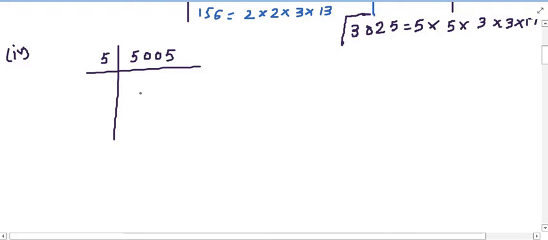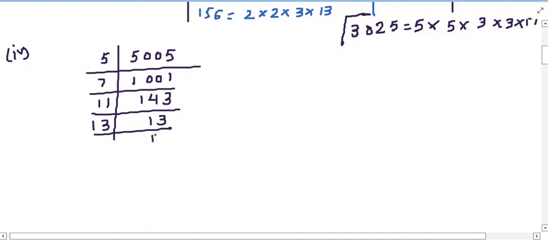We'll start with 5. It will be 1001, and 1001 is divisible by 7. So it will be 7 times 1 is 7, then it will be 143. 143 is divisible by 11, then it's 11 times 1 is 11, and then 13. 13 is a prime number, so it's 1. So prime factors of 5005 are 5 times 7 times 11 times 13.